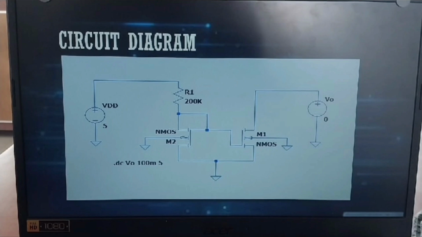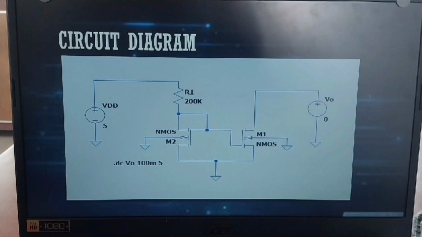Circuit diagram. This is a basic circuit diagram of NMOS. Here we have a power supply VDD equal to 5 volts. The circuit operates with a 5 volt power supply. Resistor R1 is equal to 200 kilo ohm. It helps control the voltage at the gate of one of the NMOS transistors. NMOS transistors M1 and M2, so there are basically two transistors. These are the main components that control the current flow.